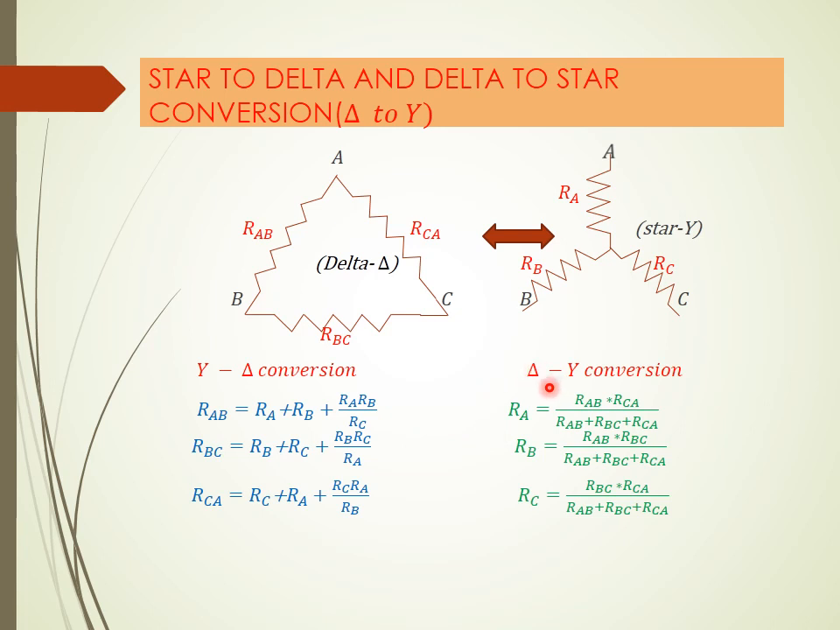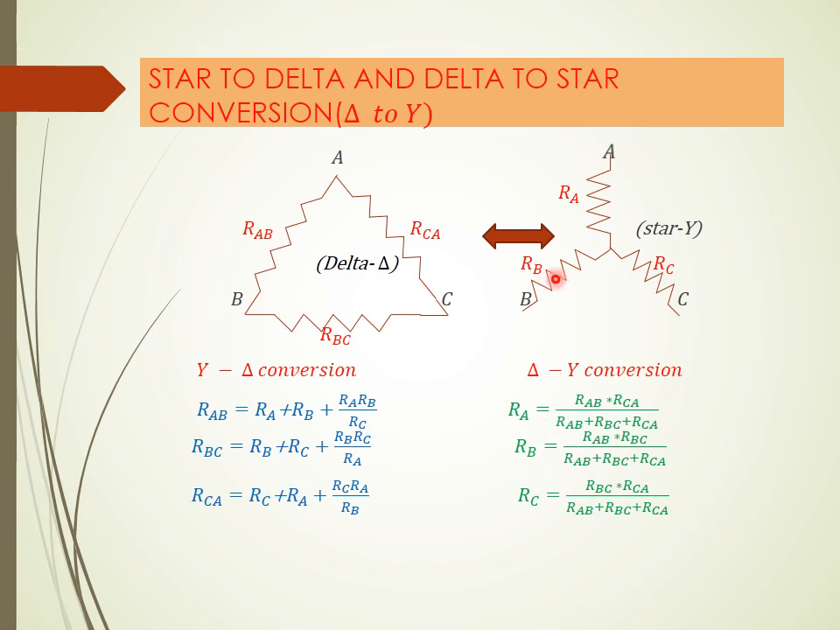So next we are going to see how to convert delta to star. If you want to convert delta to star, we have to use these formulas. That is RA. This is our resistance RA, so this resistor will be in between RAB and RCA. Therefore we can write RA equals RAB into RCA divided by the sum of the resistance values, that is RAB plus RBC plus RCA.